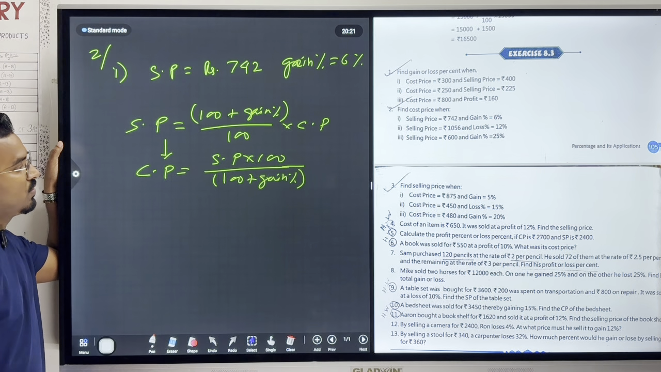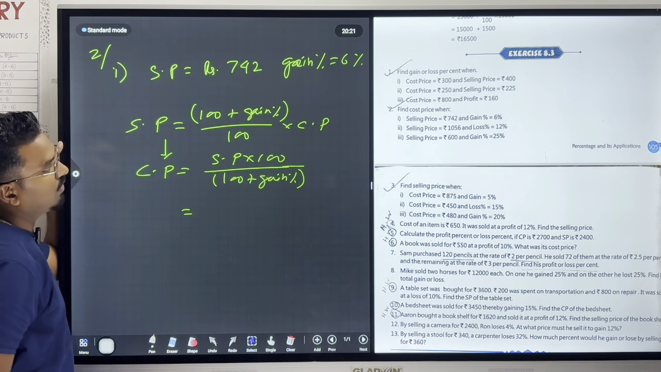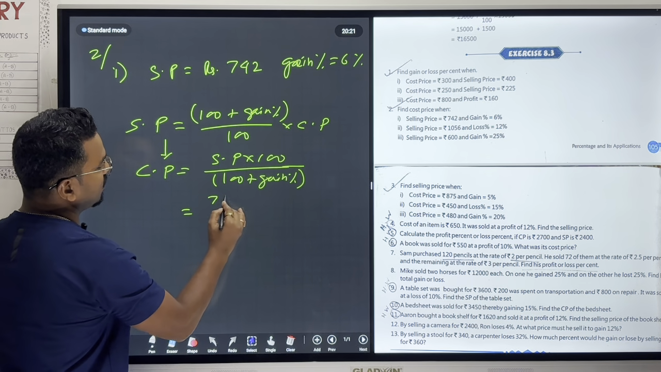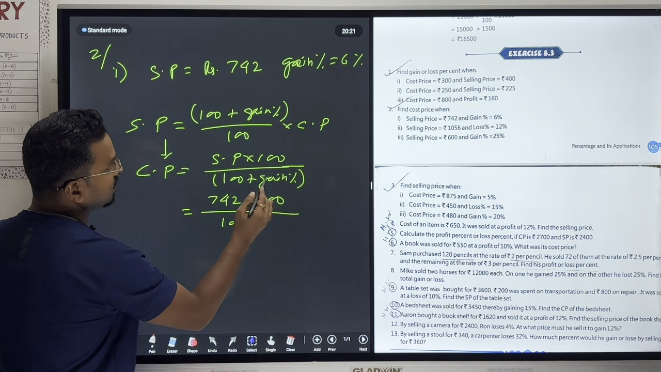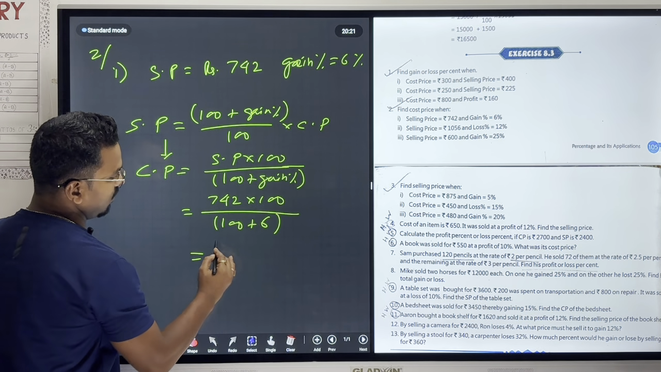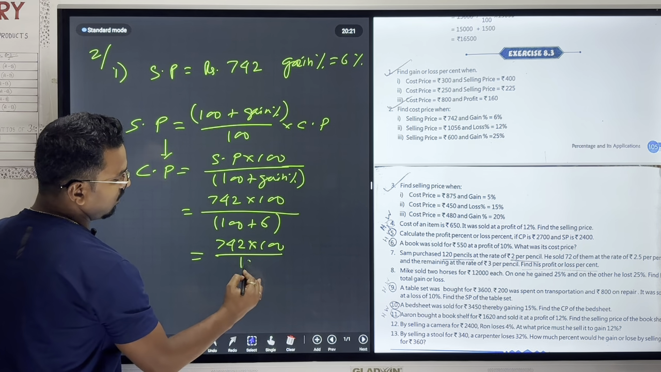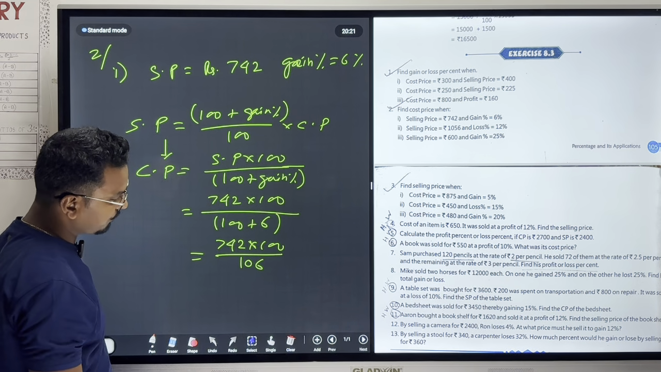Okay. So what is the cost price? Cost price is equal to selling price into 100 divided by 100 plus gain percent. Okay, this is the formula. So if you apply the values here, you will get the cost price directly. So what is the selling price? 742 into 100 divided by 100 plus the gain percent. Gain percent is given 6. Okay, so it will become 742 into 100 divided by 106. It is 106. So what will you get?